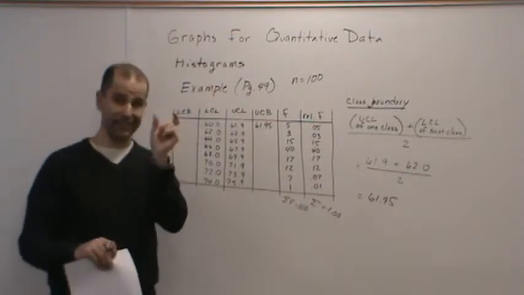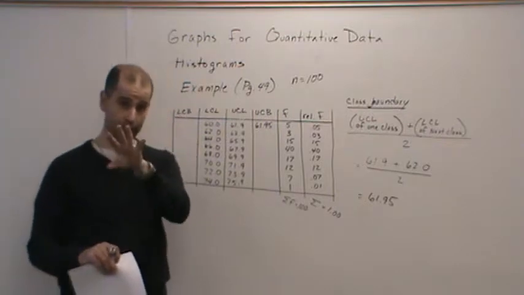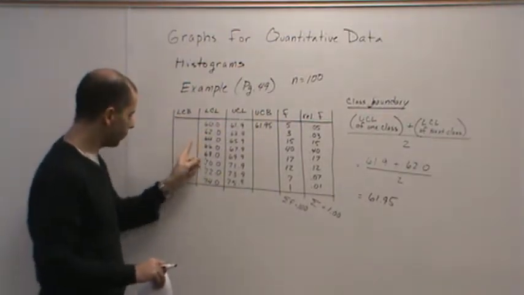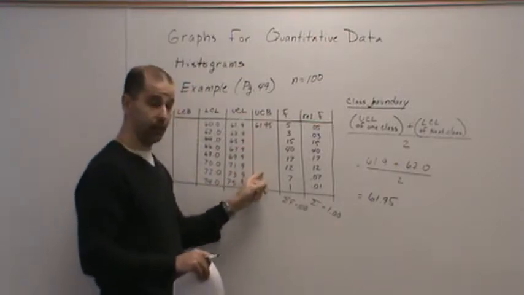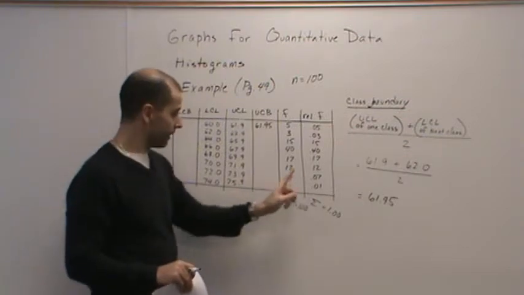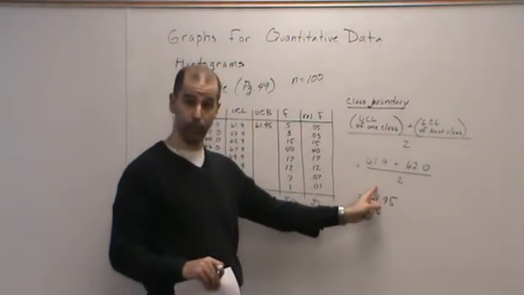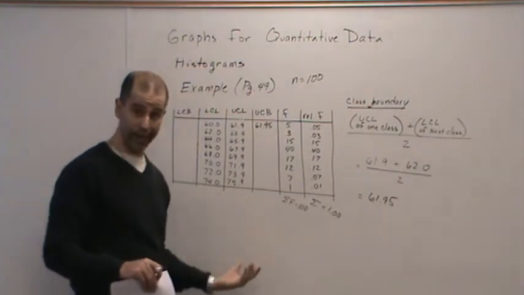Because what's half of 0.1? 0.05. That's what I meant to say. So I'm going to subtract off 0.05 here. I'm going to add 0.05 to get the upper class boundaries here. That's essentially what I'm doing when I find the midpoint. Now, I can do this calculation all the way down.